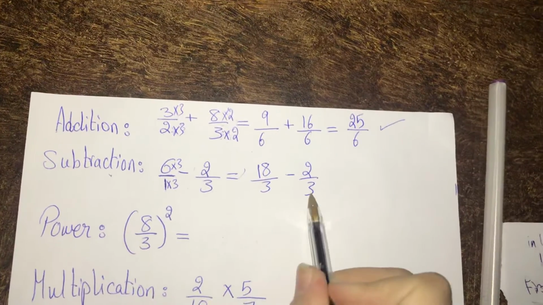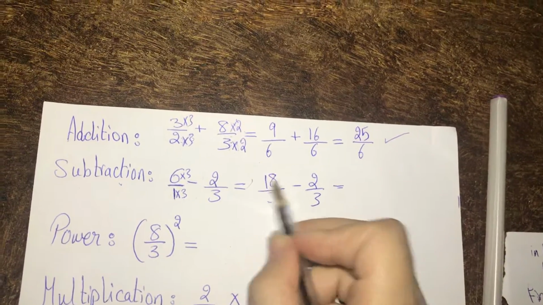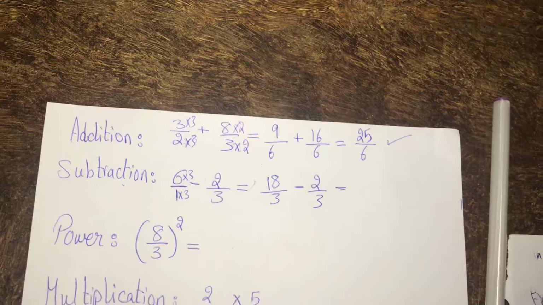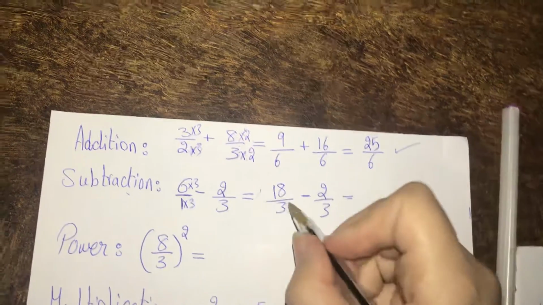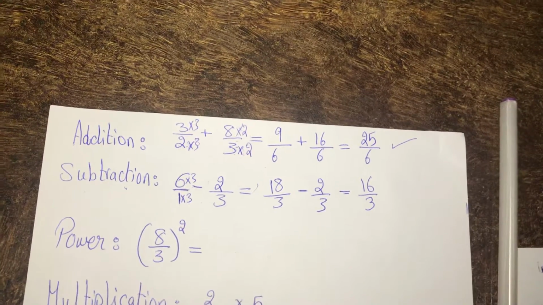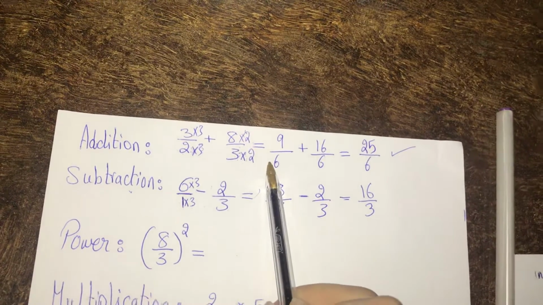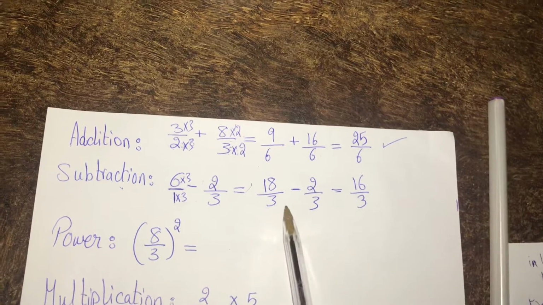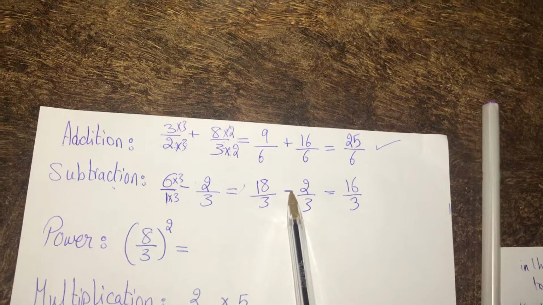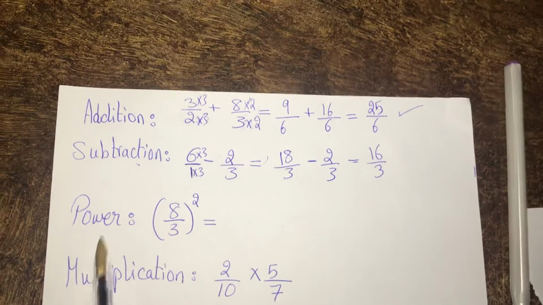Do these two denominators have the same number? Yes, so since the operation is minus, we have to subtract the numerators of these numbers. Okay, so 18 minus 2 is 16 over 3. You have to put just one 3 in the denominator as you saw in addition. It's the same steps in subtraction, but in the numerator, since the operation is minus, you have to subtract the numerators. Okay, what about power?